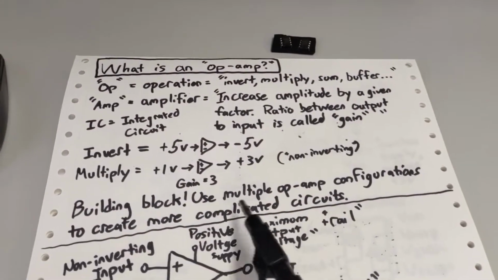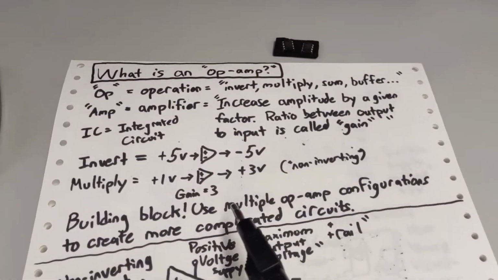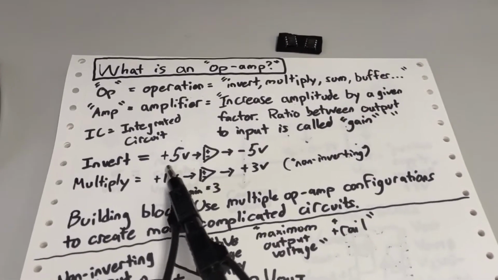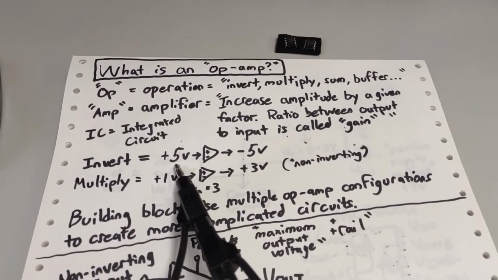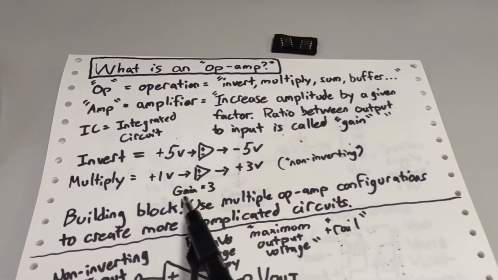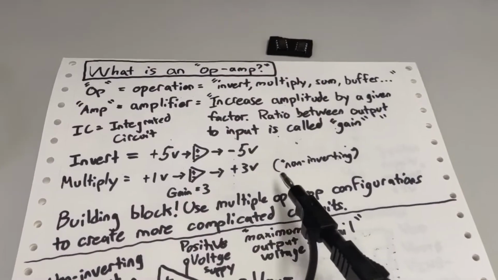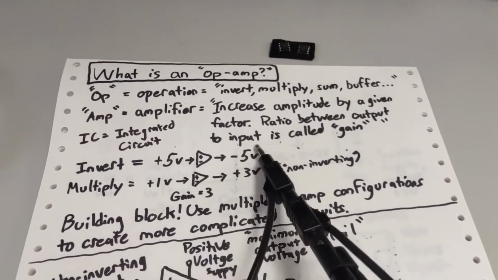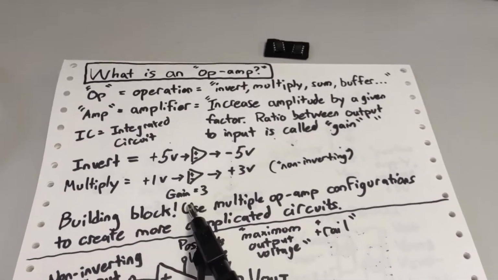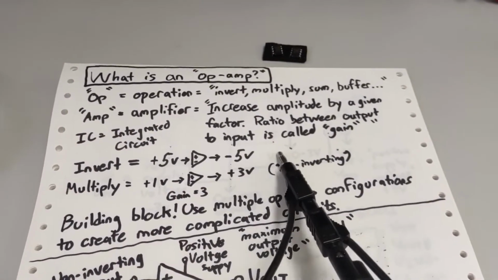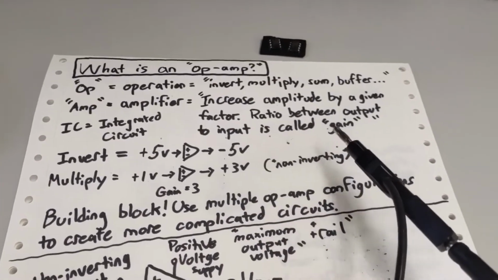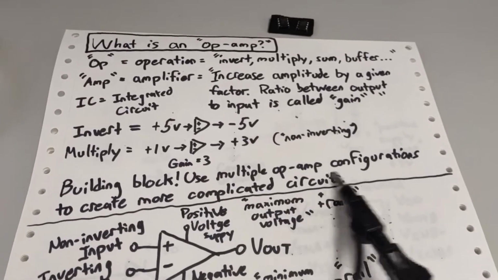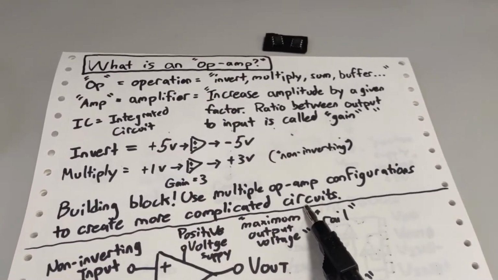You can do that if you set up an op-amp as an inverting amplifier. In that case, if I had a positive 5 volts on the input, and let's say I had a gain of 3 and I wanted to invert it also, so technically the gain would be a negative 3. But continue with this example. You would have a positive 5 volt input, multiply it by 3, and get an inverted output. So that'd be negative 15 volts instead. So it is a building block. You can use multiple op-amp configurations to create more complicated circuits.